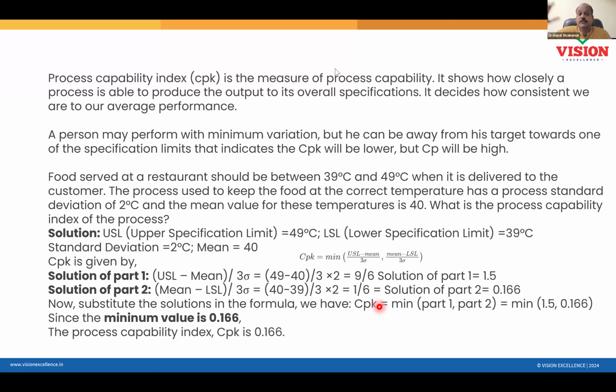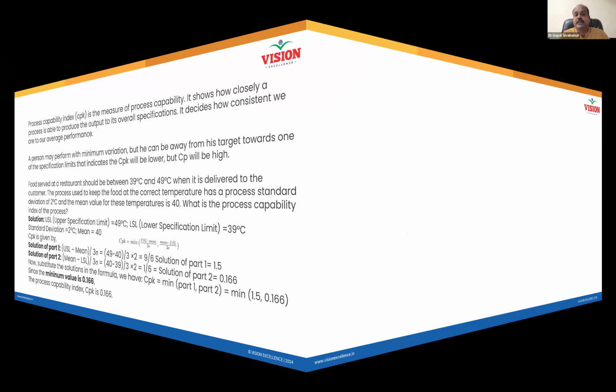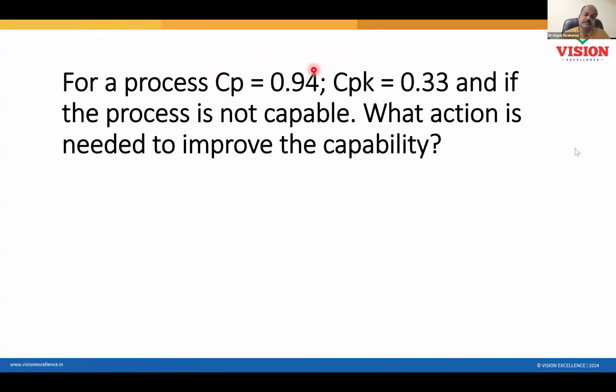If you push too much upward, then it is too hot. If you push downward, then it is too cold. Customer prefers between 39 to 49. So I brought this example here only to let you understand CP, CPK can be used in all industries.